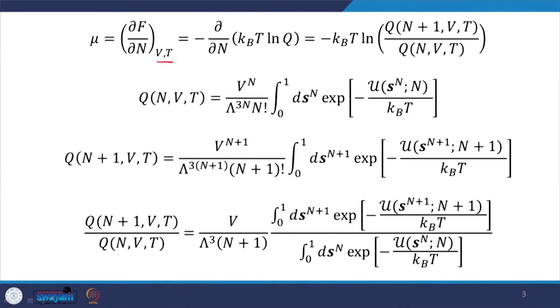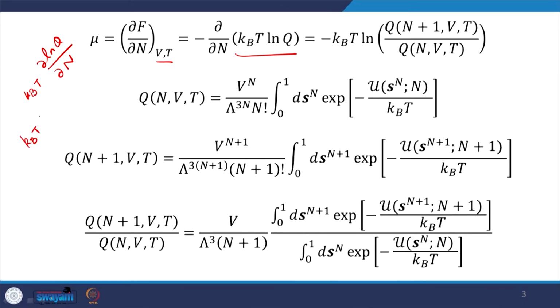So now I can define my chemical potential as the derivative of the Helmholtz free energy with respect to n, keeping the volume and temperature constant. And since F is minus kBT ln Q, this pretty much looks like this. Now in here, kBT comes out, and then we have ∂ln Q/∂n. In this case, I could have done something like 1/Q ∂Q/∂n, that is what we have done in the earlier examples.